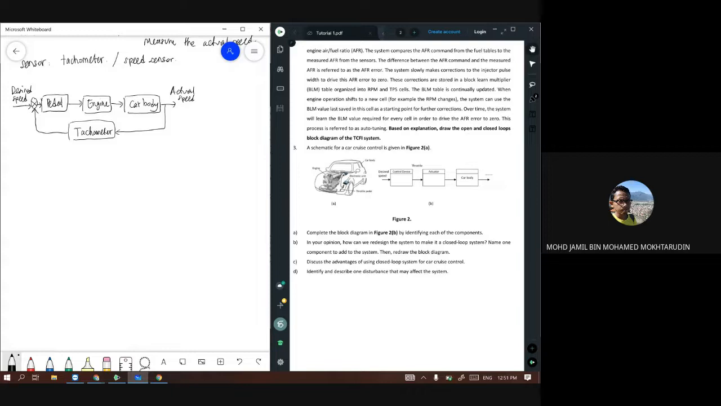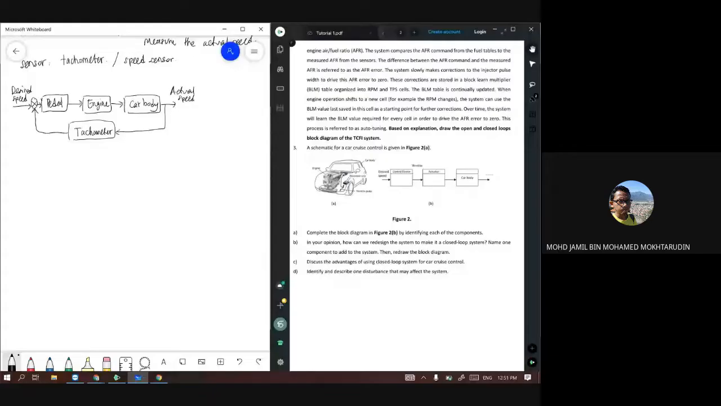So that's the reason for having a tachometer or closed loop system, so that you can drive the car with feedback indicating or providing the value of the error or difference between your desired car speed and the actual car speed. Okay, so that you drive according to what speed you want. So the answer, write it in your own way.